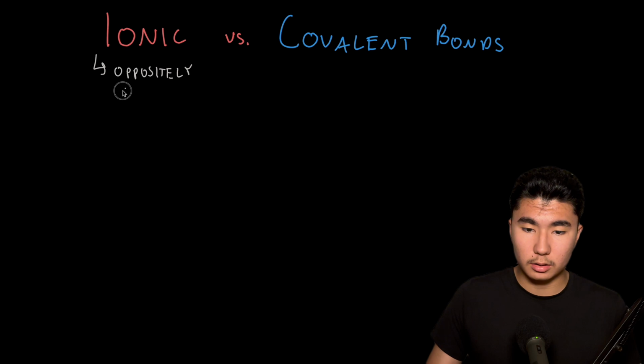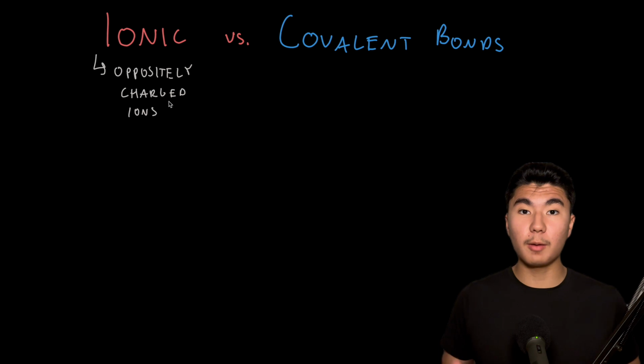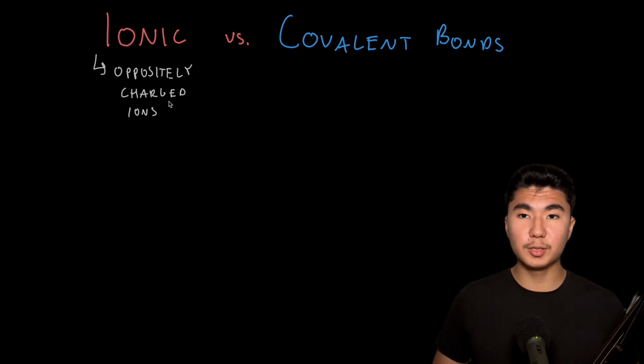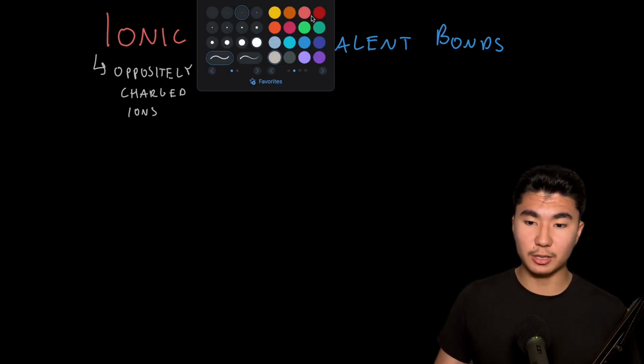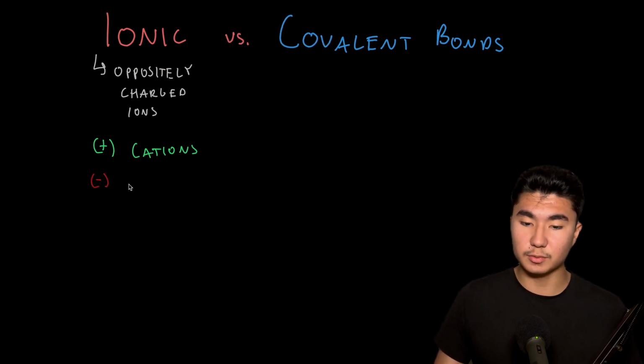These are going to be bonds between oppositely charged ions. And when we're talking about these oppositely charged ions, we first off have those positively charged ions, which are known as our cations. And we also have our negatively charged ions, which are known as our anions.